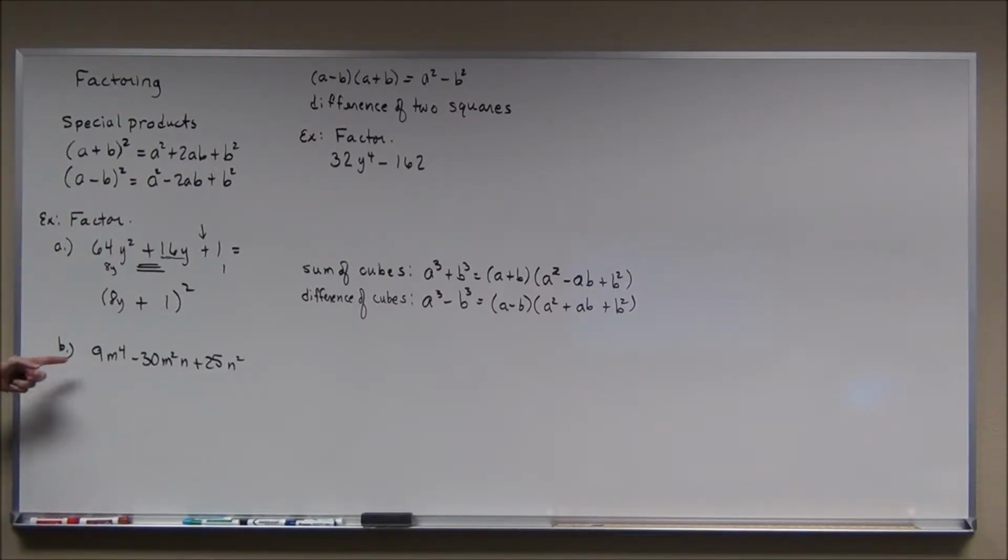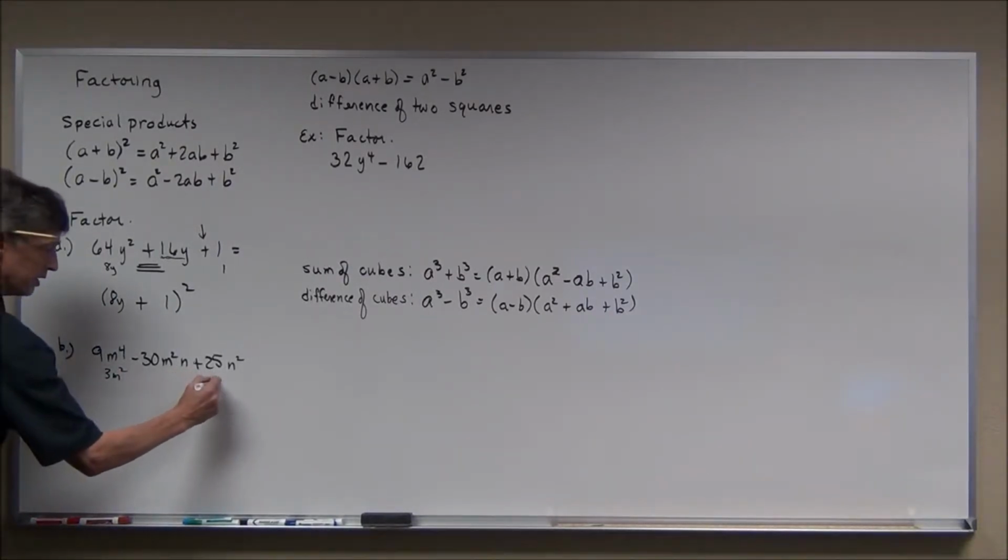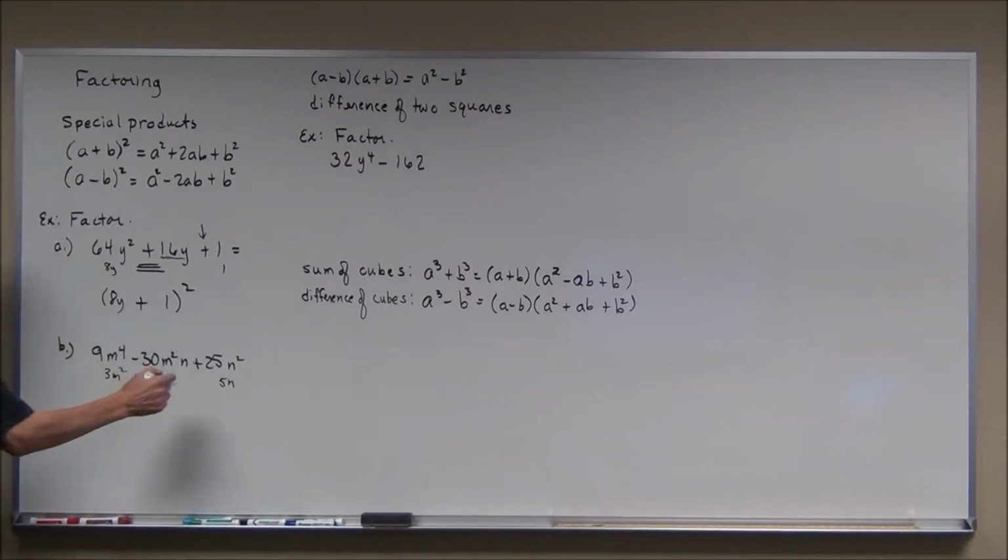Here's another example. Trinomial, descending order with respect to m anyway. The lead coefficient is not a 1. You might be thinking bottoms up, but again, let's check the four things to see if this is a perfect square trinomial. This is 3m squared times 3m squared, perfect square. This is 5n times 5n, perfect square. This is a plus sign.